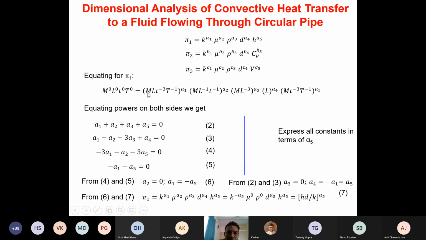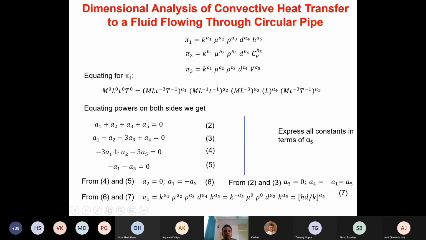So here you can see M here is A1. So that becomes A1 plus A2 plus A3. There is no A4 here because there is no mass term in the fourth quantity, and there is a mass term in the last quantity, so that becomes A5. So A1 plus A2 plus A3 plus A5 equals 0. That is equation number 2. In a similar way, we can write down the expression for all other quantities like L, T, and capital T. So this is the second equation.